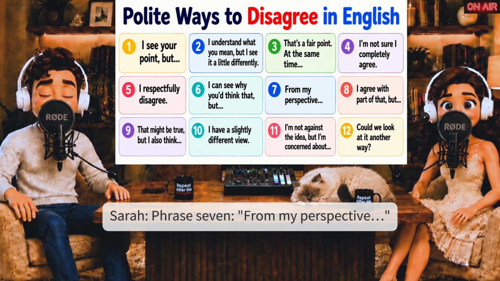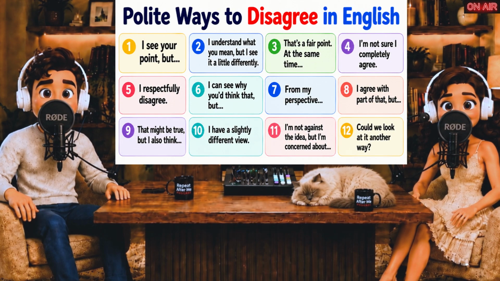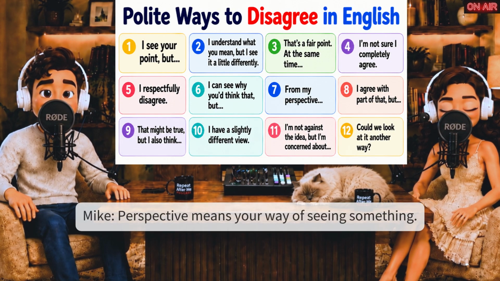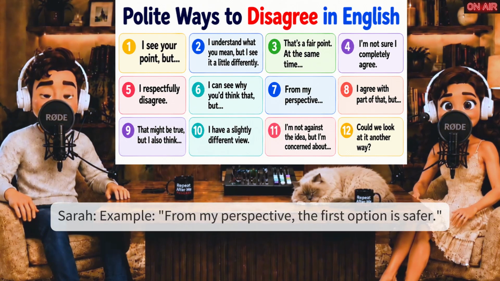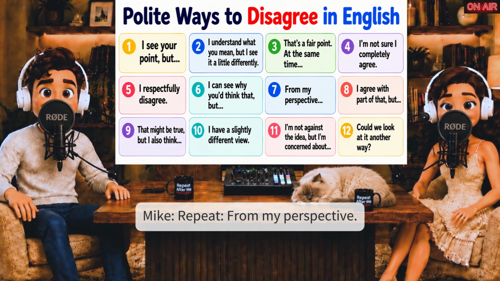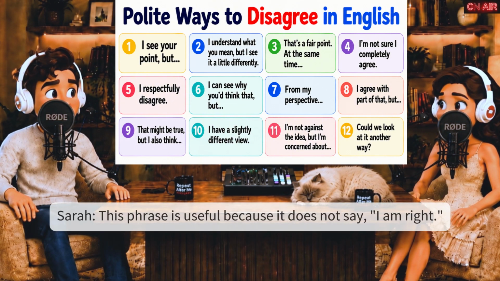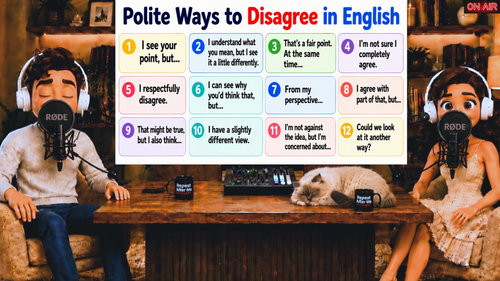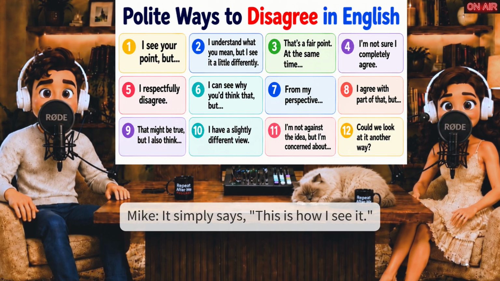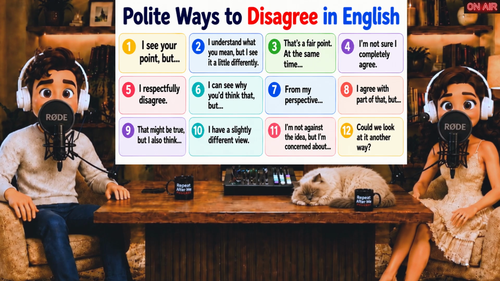Phrase 7. From my perspective. Perspective means your way of seeing something. Example: From my perspective, the first option is safer. Repeat. From my perspective. This phrase is useful because it does not say, I am right. It simply says, this is how I see it.